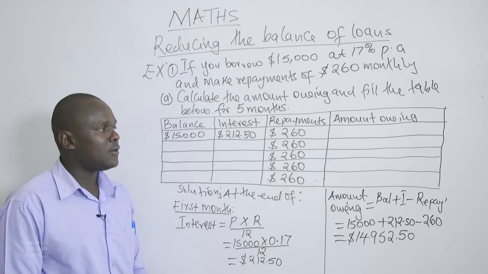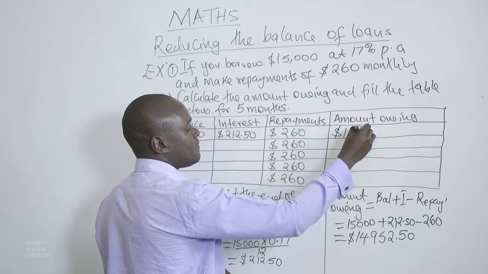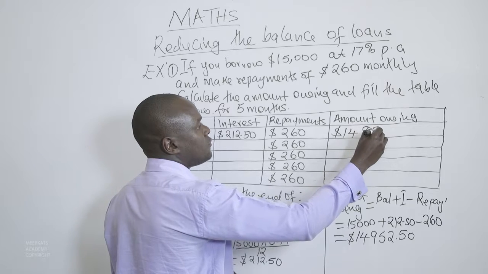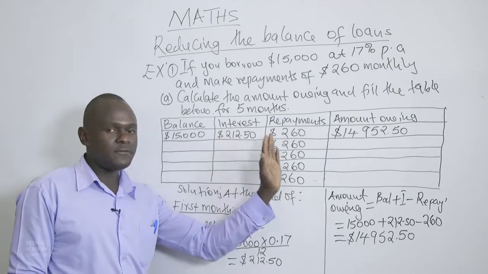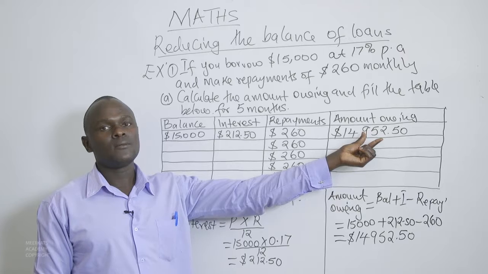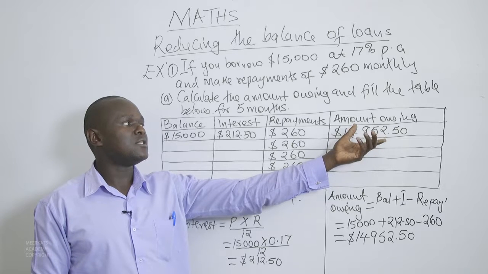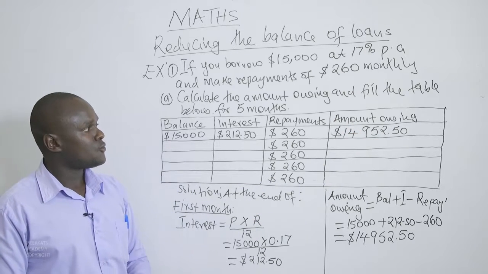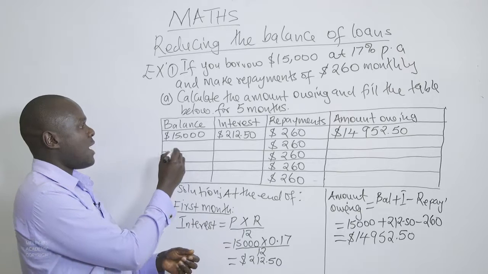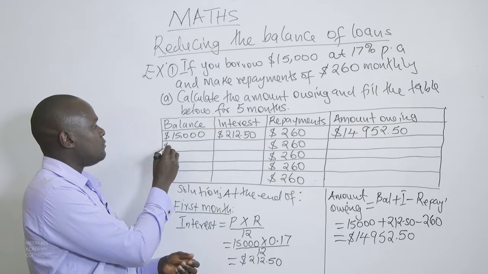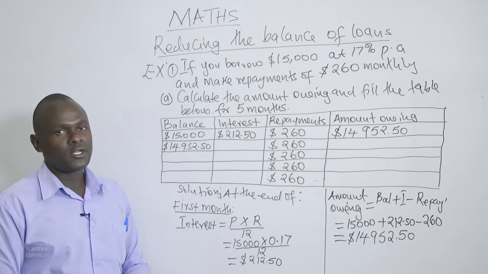$14,952.50. There is something that we are going to discover as we proceed, and this amount should be filled here. So at the end of the first month, this is the amount that is owed, or that we are supposed to pay to the financial institution, that is supposed to be recovered from us. So when we move on to the next month, this amount will be our balance here. The balance that should be paid is $14,952.50.